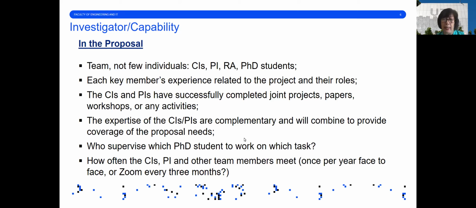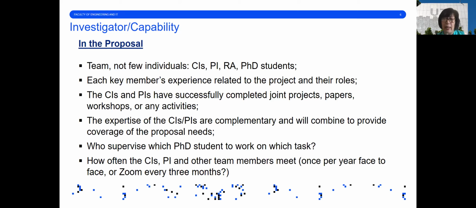And if you ask 2 or 3 PhD scholarships, then you need to mention which CI will supervise student 1, which CI will supervise student 2, and work on task 1, task 2. Give a little bit of details. People will know you have carefully thought about the whole plan of the project.